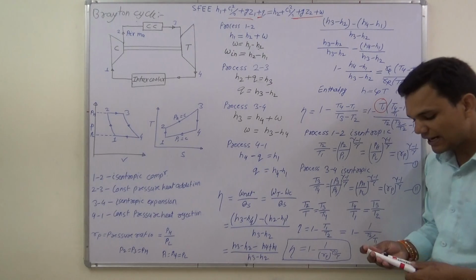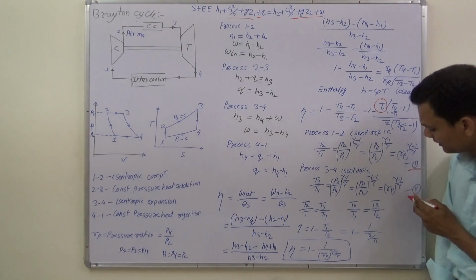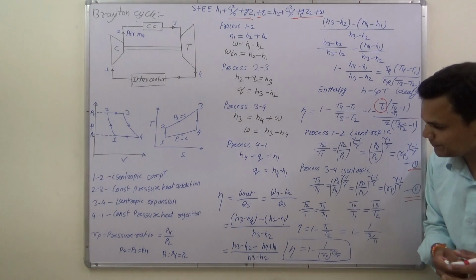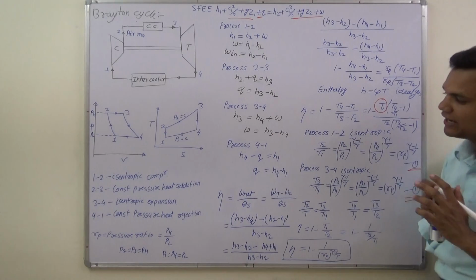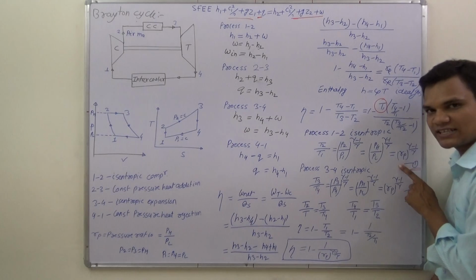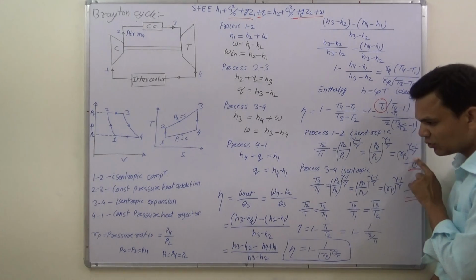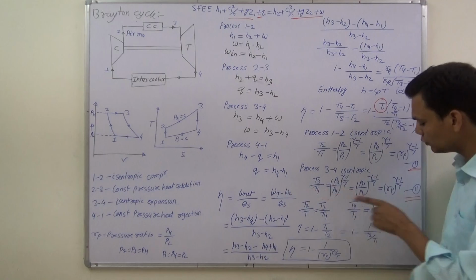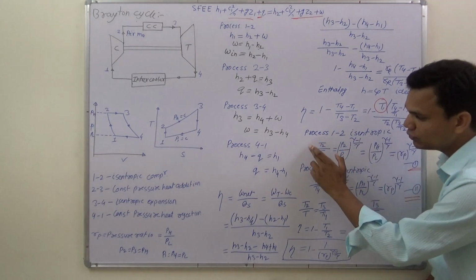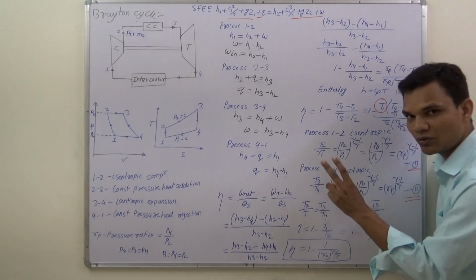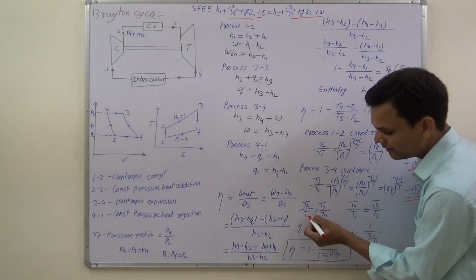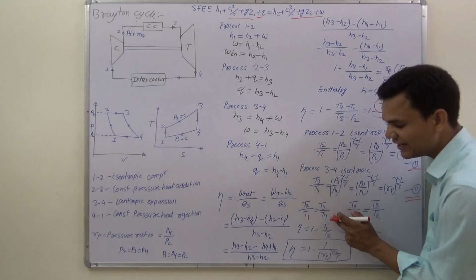So from equation 1 and 2, if we analyze these equations, then we get a result, that is T2 by T1 is equal to the pressure ratio to the power (gamma minus 1) upon gamma, and T3 by T4 is also equal to the pressure ratio to the power (gamma minus 1) upon gamma. So T2 by T1 is equal to T3 by T4. From equation 1 and 2 we can write T2 by T1 is equal to T3 by T4.